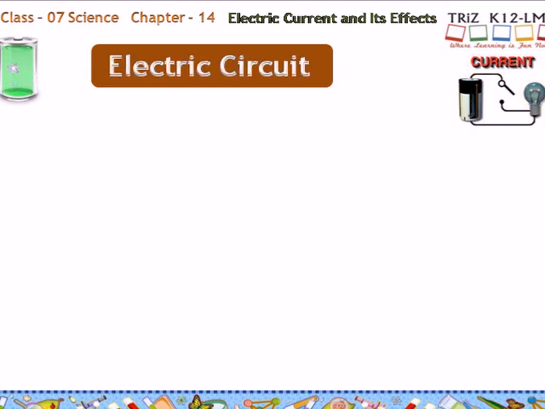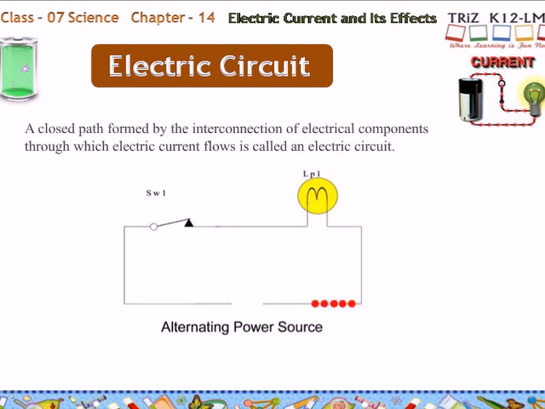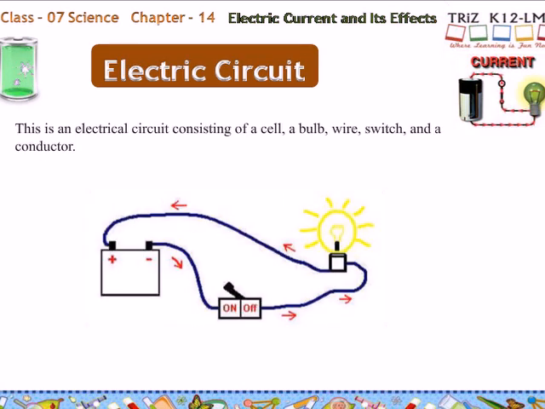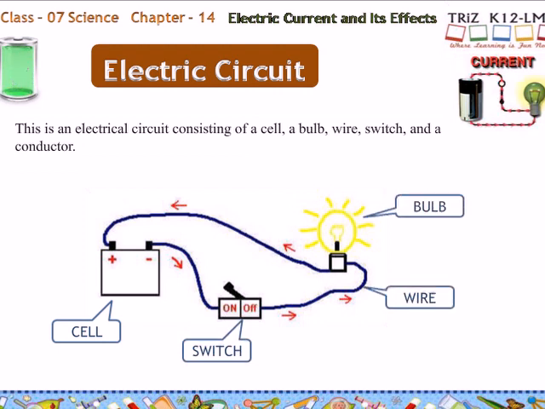Electric circuits. A closed path formed by the interconnection of electrical components through which electric current flows is called an electric circuit. This is an electrical circuit consisting of a cell, a bulb, wire, switch, and a conductor. Cell, switch, wire, bulb.